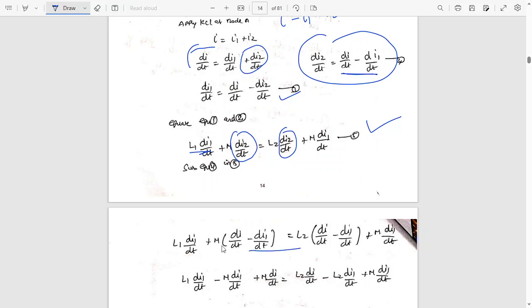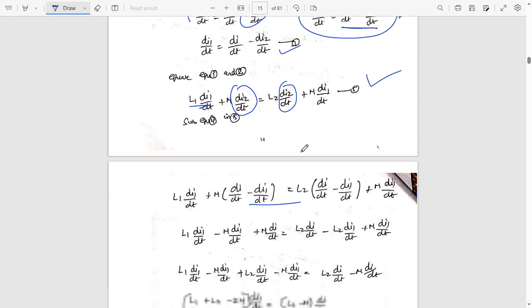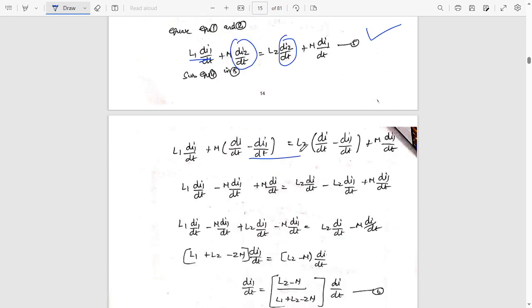Next I need to rearrange it. I am going to keep all the di1 by dt on one side and di by dt on the other side. Now I can take di1 by dt outside. I will get L1 minus M plus L2 minus M, so these two minus M's become minus 2M, equal to L2 minus M into di by dt.